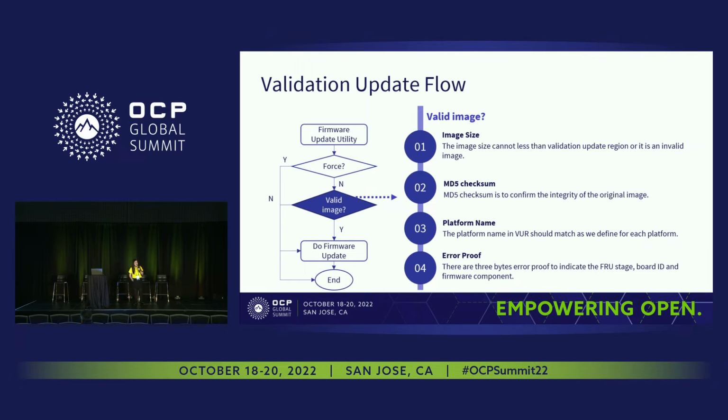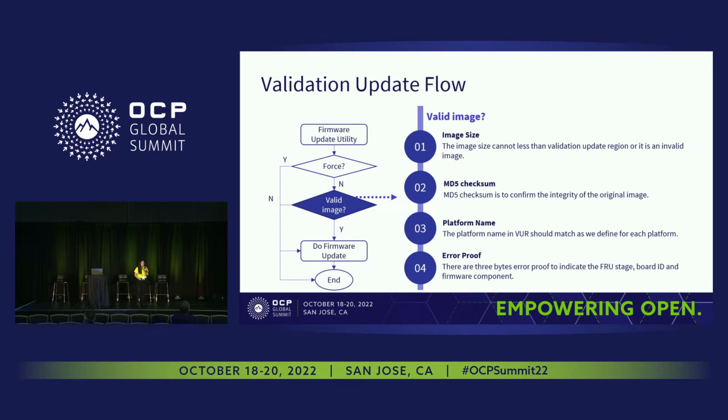So firstly, we will check the image size. The image should contain the original image and the validation update region. Secondly, we will calculate the MD5 checksum. The MD5 checksum is to confirm the integrity of the image. And thirdly, the platform name. The platform name in the validation update region should match what we define for each platform.